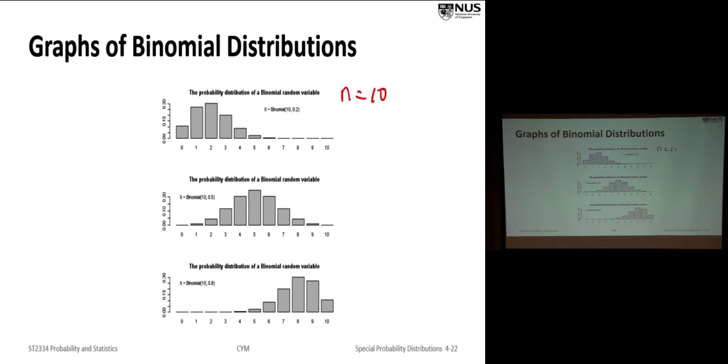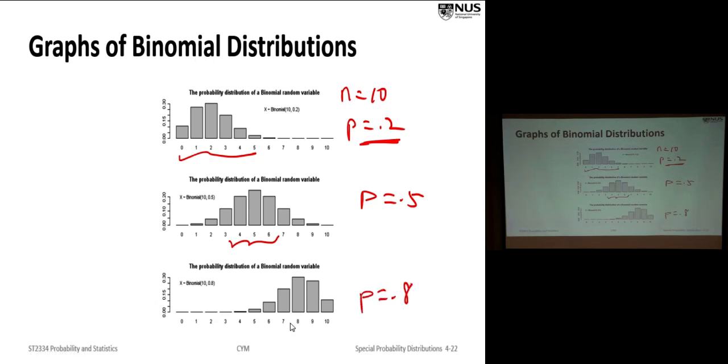So both n equal to 10, but this one p equal to 0.2. So in other words, the probability of success is smaller, only 0.2 chance of success. So it's likely that the number of successes out of these 10 trials is around 1, 2, and 3. While if p equal to 0.5, you can see that it's likely to be 4, 5, or 6 as the number of successes. The number of successes most likely is 4, 5, and 6. While for p equal to 0.8, then it is about 7, 8, 9, 10.